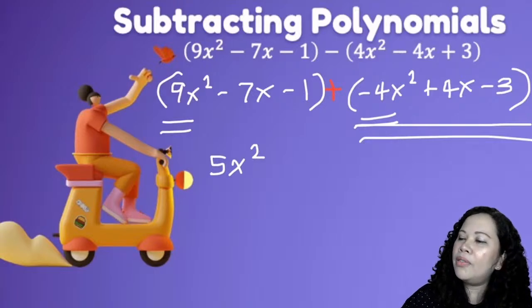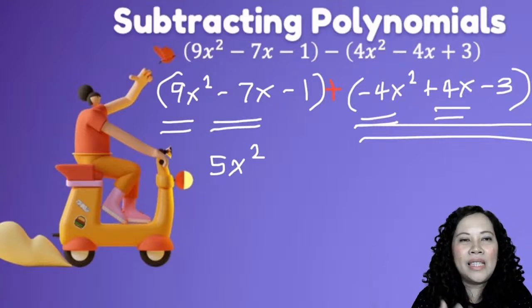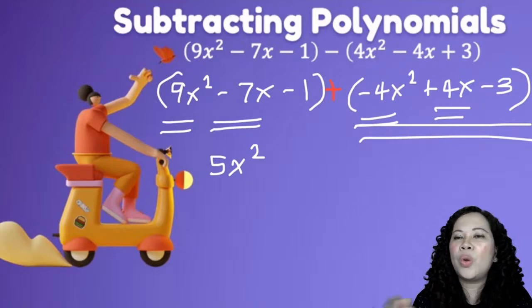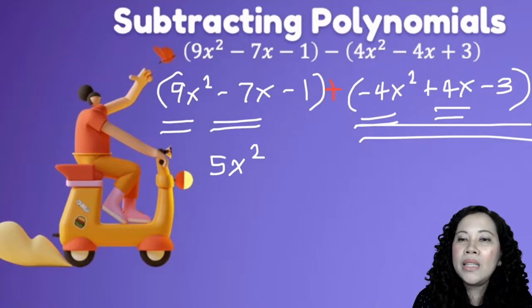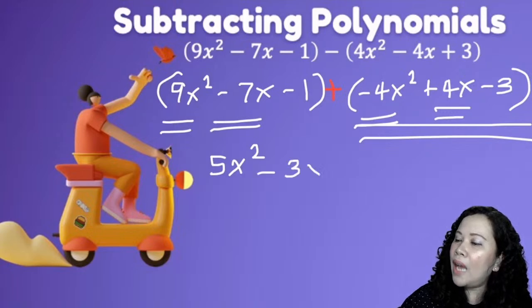The next one, we have negative 7x and 4x. Again, different signs, negative 7 and 4. So we subtract. 7 minus 4 would be 3. And since 7 has the higher value and it's negative, so we have negative 3x.